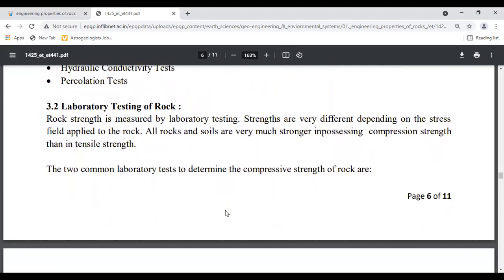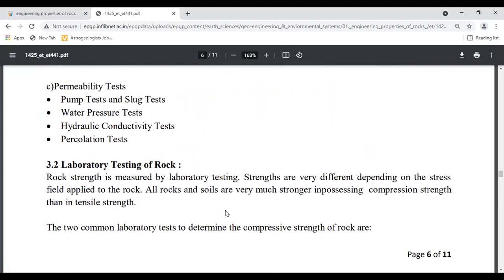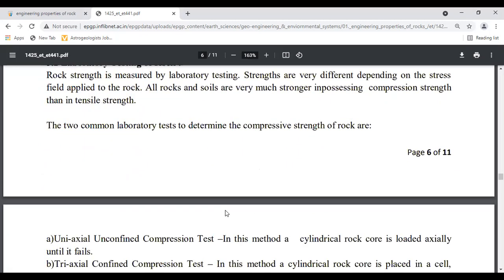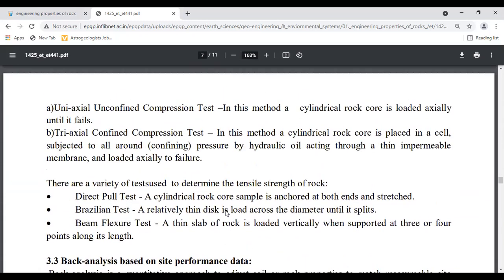Here, laboratory testing of rocks. Rock strength is measured by laboratory testing. Strengths are very different depending on the stress field applied to the rock. All rocks and soils are very much stronger in compressive strength than in tensile strength. The two common laboratory tests to determine the compressive strength of rocks are the uniaxial and confined compression tests.